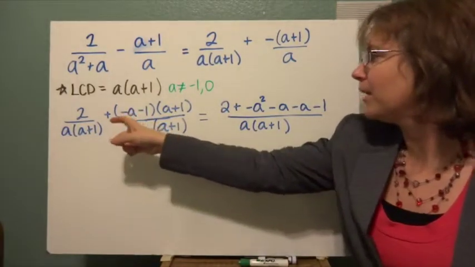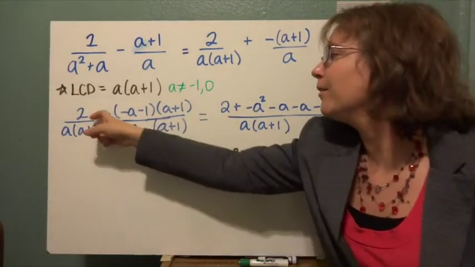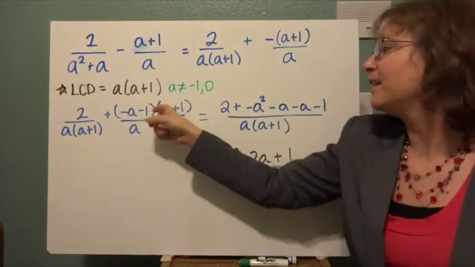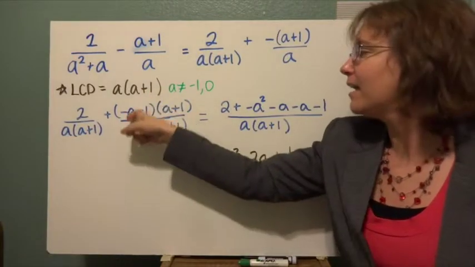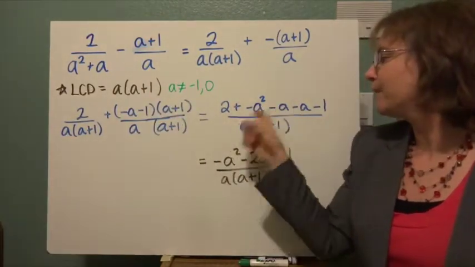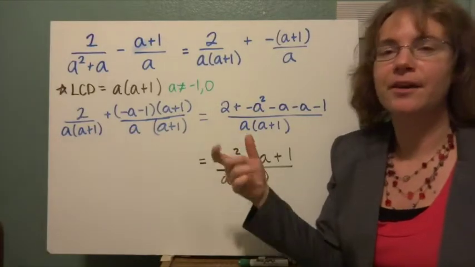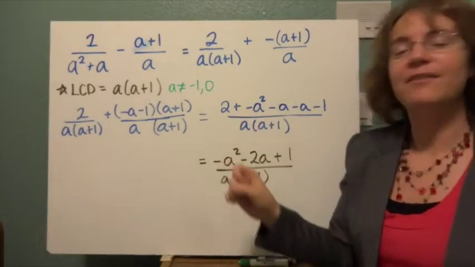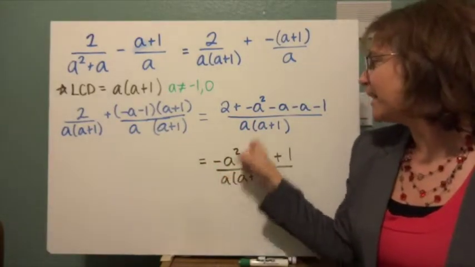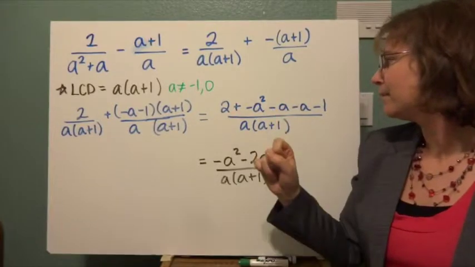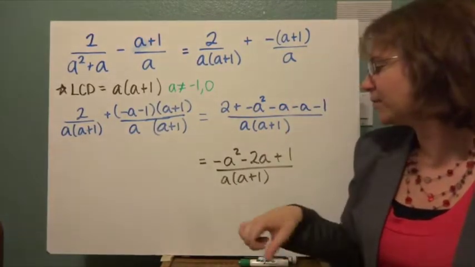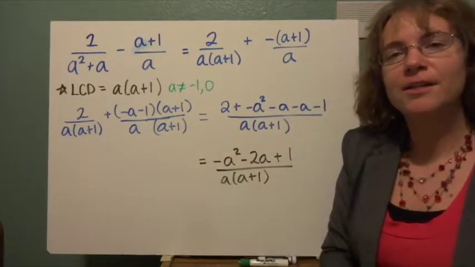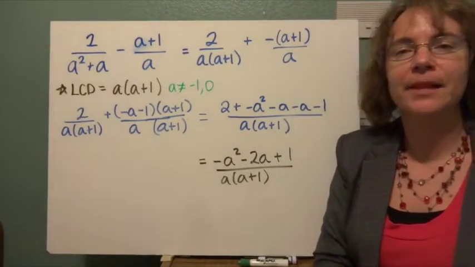So then distributing, first I have the 2 from over here, and then plus negative a squared, negative a minus 1. And that's all over my common denominator. Combining like terms, I have a negative a squared minus a 2a, and this should be 2 plus a negative 1, which is just a plus 1, all over my common denominator, a times a plus 1.